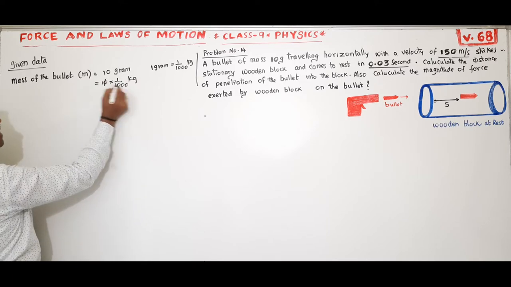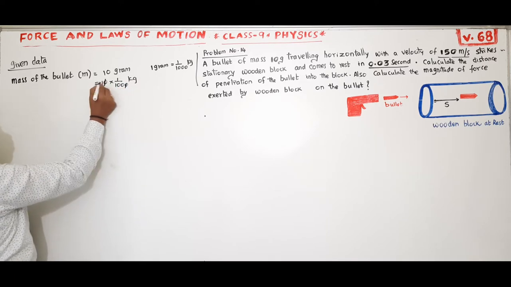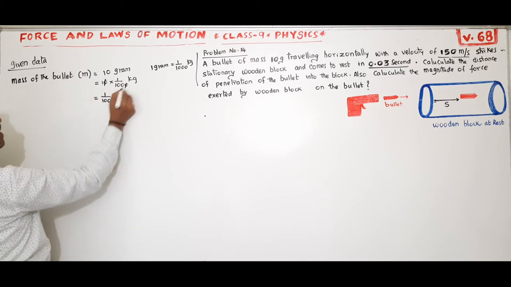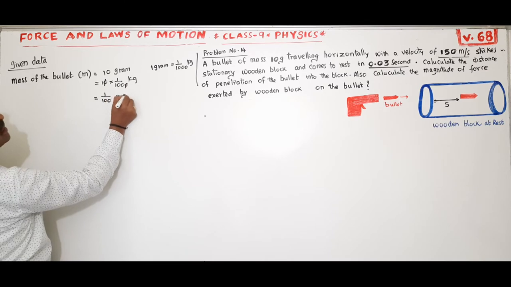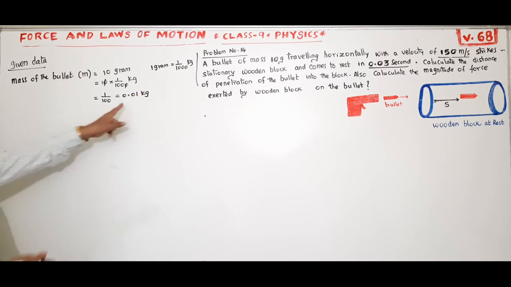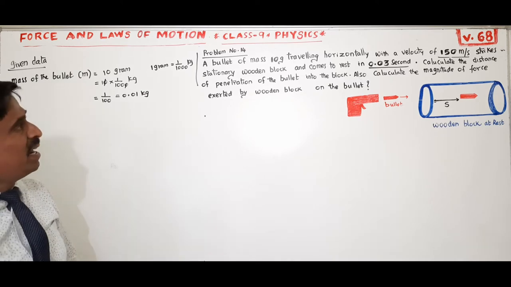Here, the last zero cancels. 10/1000 is 1/100 kg. 1/100 means 0.01 kg. This is the mass of the bullet.